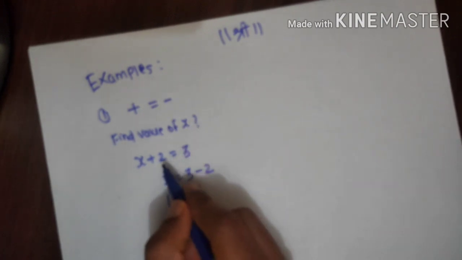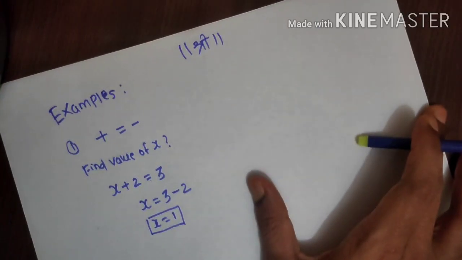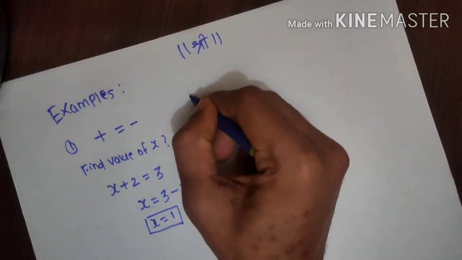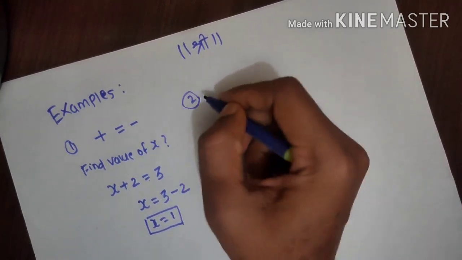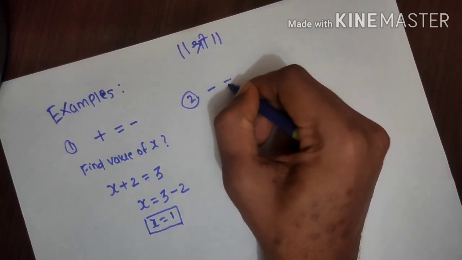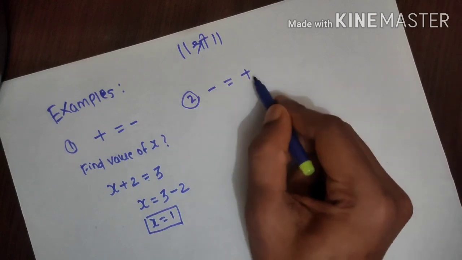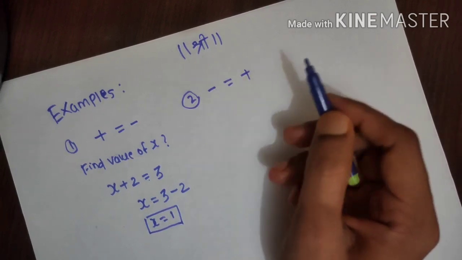So here we have transposed plus 2 from one side to another side. Similarly, let's check another example of rule 2. Now here we are going to move minus sign from one side to another side. When we move minus from one side to another side, it will become plus.